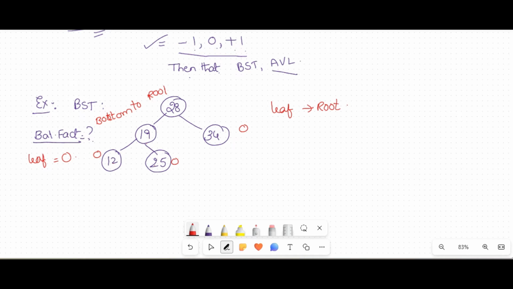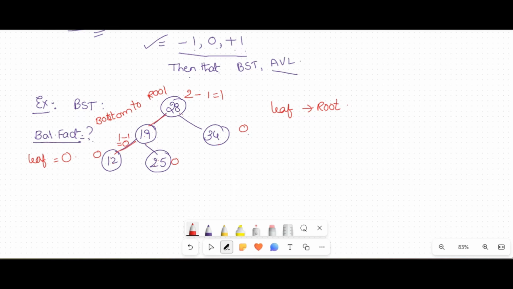So for 19, what is the balance factor? What is the height of the left subtree? 1. What is the height of the right subtree? 1. 1 minus 1 equals 0. Next, this one we have already done. Next, 28. What is the height of the left subtree? See, here it is 1 and 2, so the height of the left subtree is 2. Then the height of the right subtree is only 1, so the balance factor is 1.